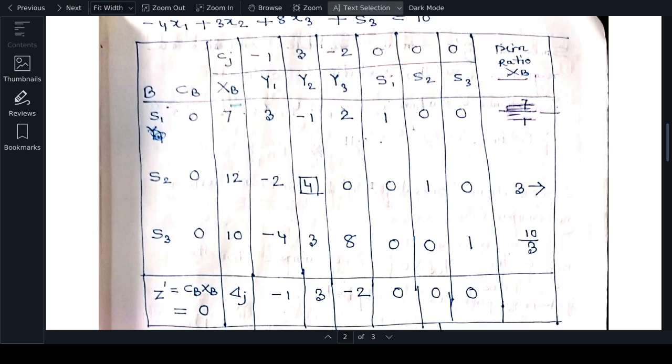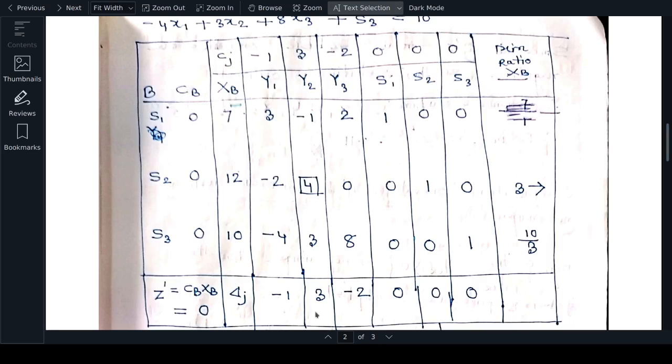Sir, I had a question. If there are two delta j values which are positive, which one is taken first as the incoming vector? Then you will see which one is the maximum delta j. Suppose one delta j value is 3, another value is 4, then which one is maximum?